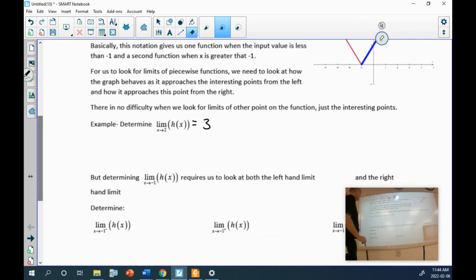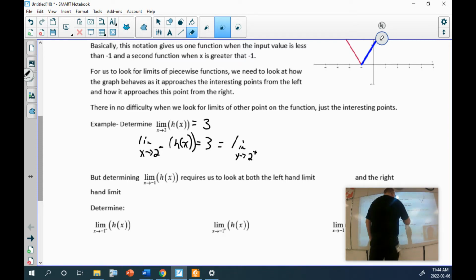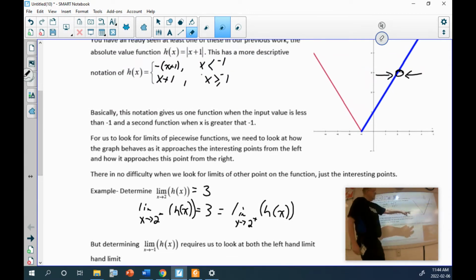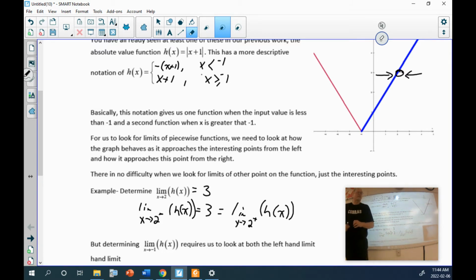Because both the left-hand side, the limit as x approaches 2 from the negative side of h of x is equal to 3, and that is also equal to the limit as x approaches 2 from the positive side. They are both the same, therefore their limit is the same. Okay. Now, basically, this guy here is a problem. Does this have a limit? Well, in this case, it does, by the same reasoning I was just saying. But we do have to look when there are these points of sharp focus or points of discontinuity. We have to look at both the left-hand side and the right-hand side limits.